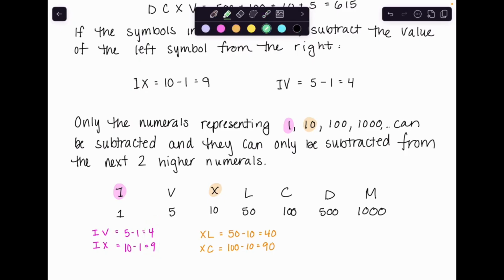The next value that I can subtract from others is going to be 100. And again, I can only subtract it from the next 2 values. So it's only going to make sense for me to write CD and CM.